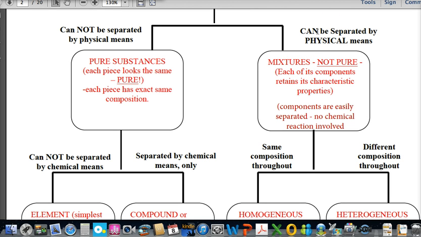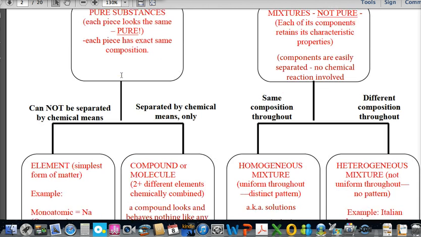Now, what do we mean by physical means? Well, physical means that there's no chemical reaction involved. Some examples of physical means of separating the components of a mixture would be filtration and evaporation, and we'll talk more about those later. So basically, matter is broken down into two subcategories: pure substances, which can't be separated by physical means, and mixtures, which can be separated by physical means. Each one of these is also broken down further. So let's take a look at pure substances and how they are broken down.